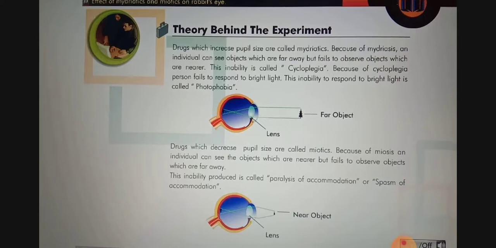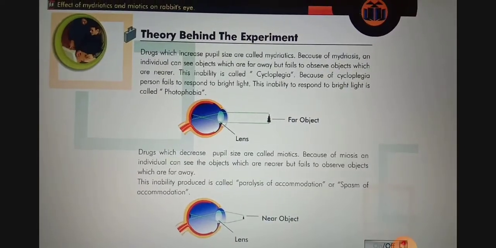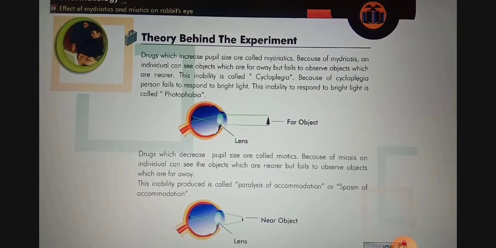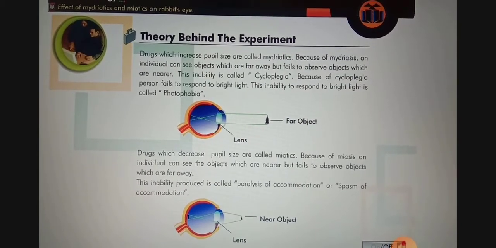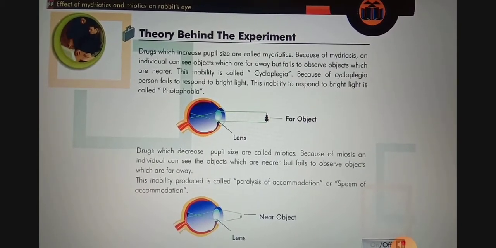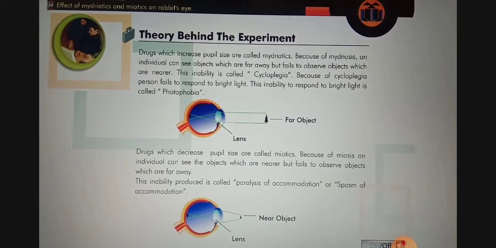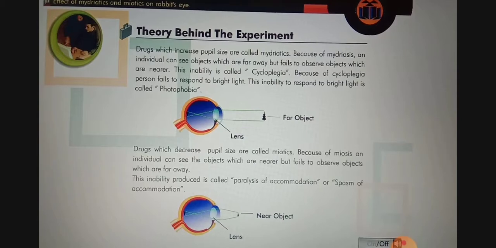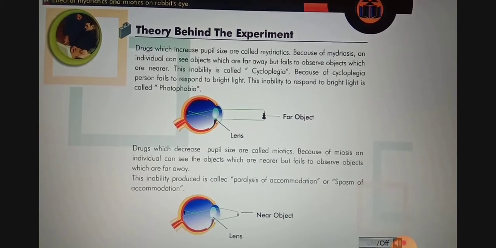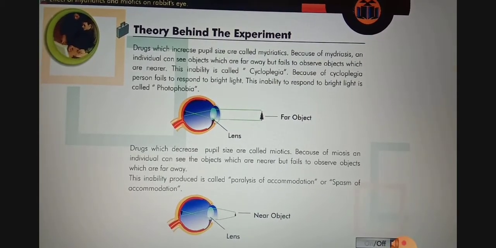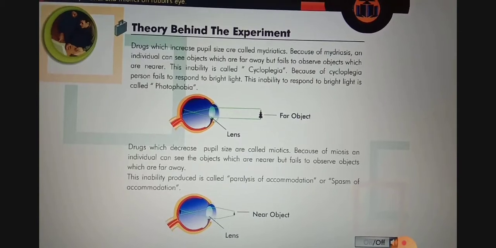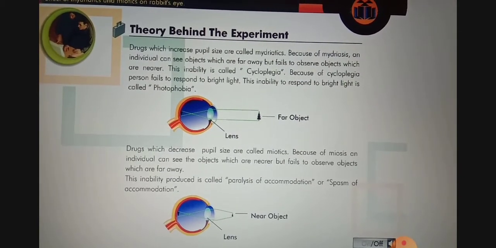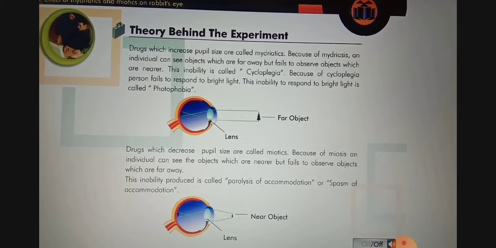Drugs which increase pupil size are called mydriatics. Because of mydriasis, an individual can see objects which are far away but fails to observe objects which are nearer. This inability is called cycloplegia. Because of cycloplegia, the person fails to respond to bright light. This inability to respond to bright light is called photophobia.